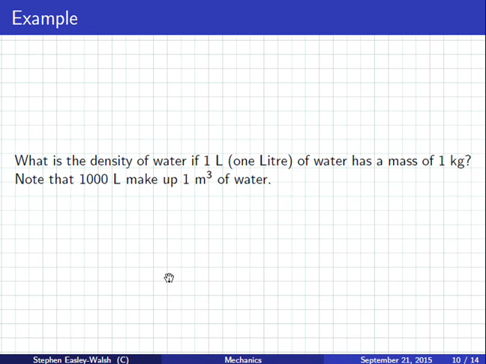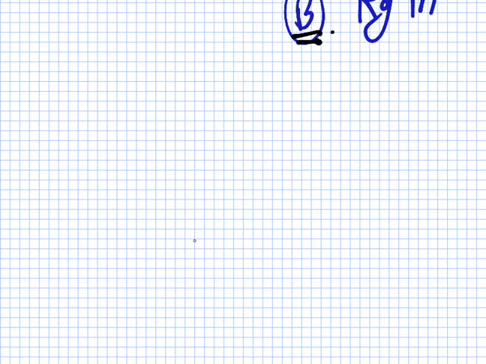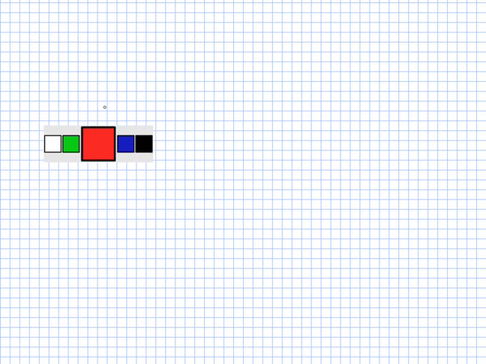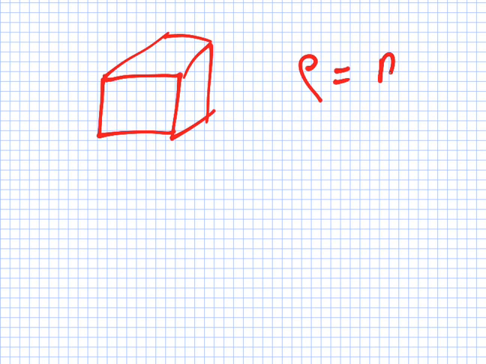Okay, so let's have a look at an example. What is the density of water if 1 liter of water has mass of 1 kilogram? Note that 1,000 liters equals 1 meter cubed. So let's have a look at this example here. It's just a small example. You want to know what is the density of water. So density is mass over volume.